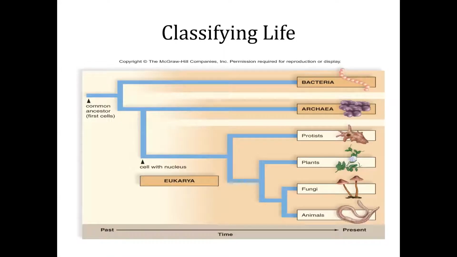We can separate life into these domains. And so life can be separated by the types of cells they are. And so we are in domain Eukarya. We have organelles inside of our cells, membrane-bound organelles. The 2 other domains are bacteria and archaea.